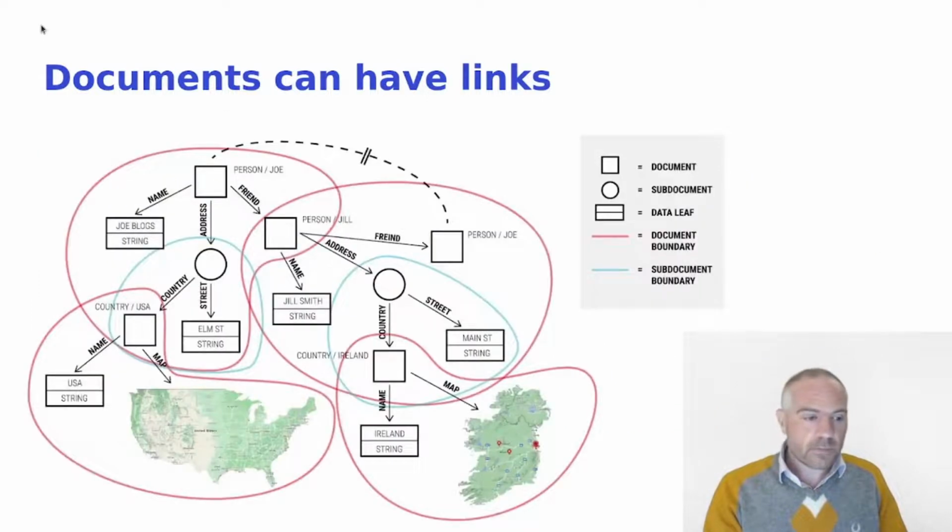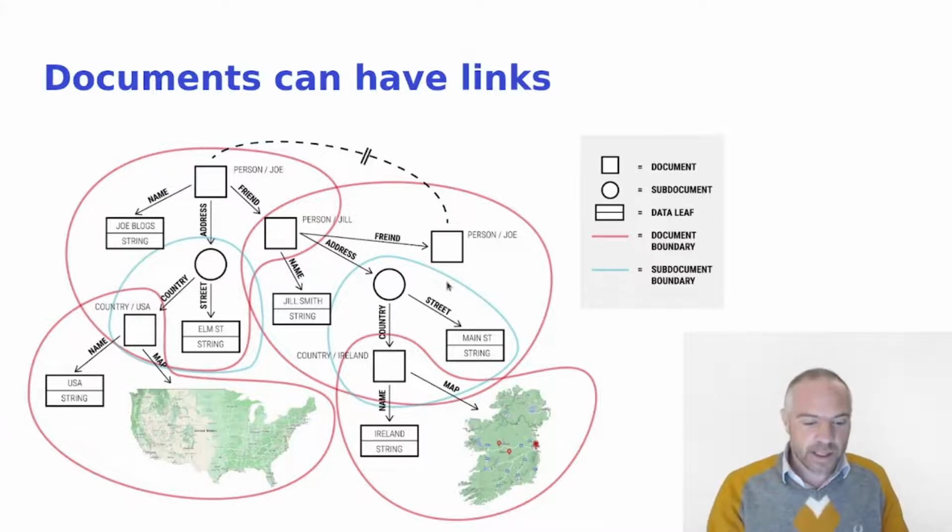And this allows us to build arbitrary graphs from JSON documents. This graph here shows you how you can have links between documents. And if you look closely, you can see that the person, Joe, has a unique identifier, person Joe. He has a friend named person Jill, and person Jill likewise has a backlink to Joe. So they're both friends of each other.